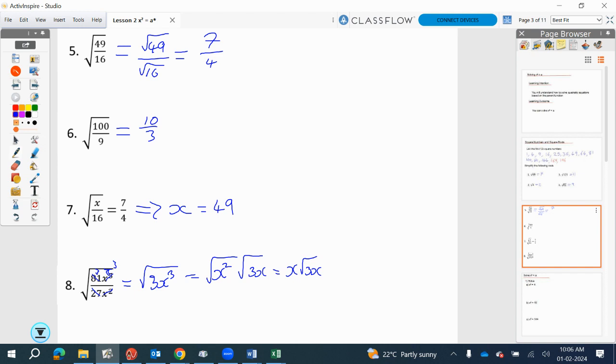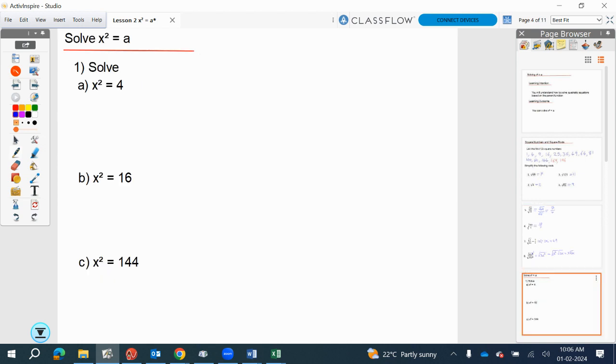Okay, so we're looking at today's problem. This is connecting to our previous content. What we're looking at today is solving the equation x squared equals a, where a is something. So if x squared is equal to 4, what could x be?